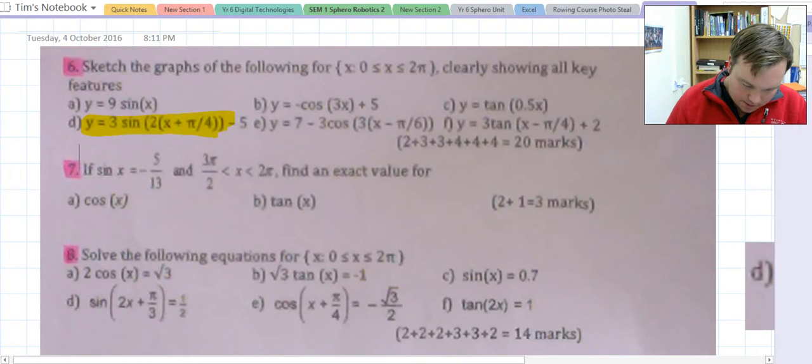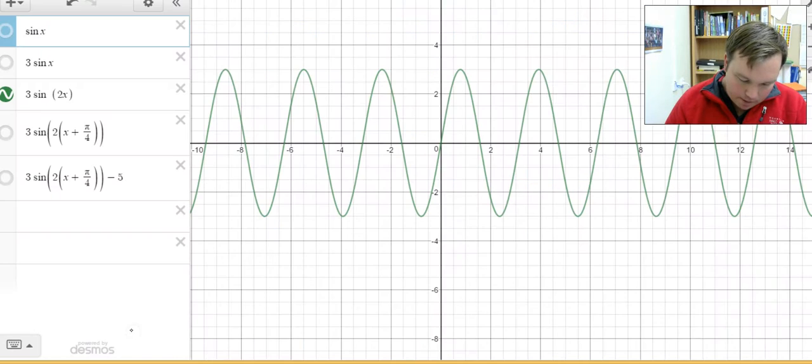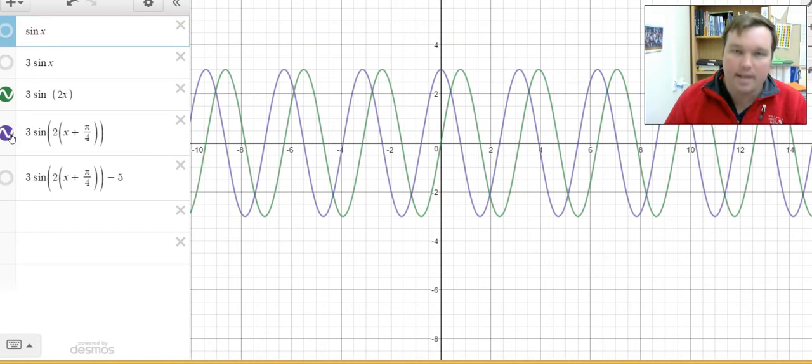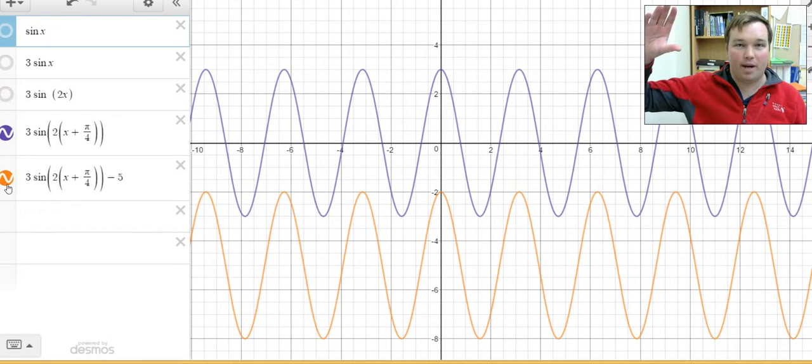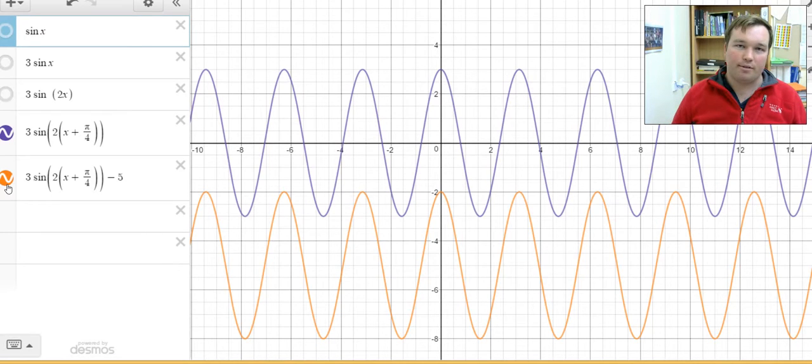Alright, then go back to the question again. Inside the bracket is x plus pi on 4. Well, what effect does pi on 4 have? Pi on 4 is a horizontal translation. So we've still got a period of pi and an amplitude of 3, but now it all happens pi on 4 before where it was before. And finally our last step is minus 5. Everything we had before is just dropped down 5.